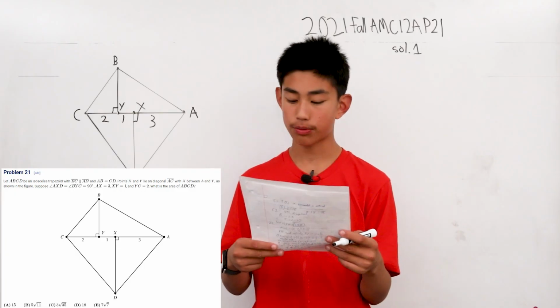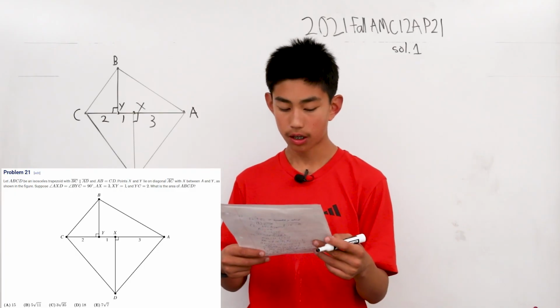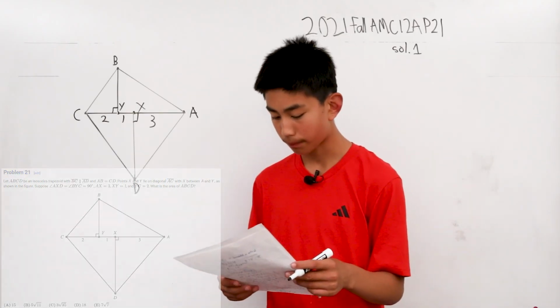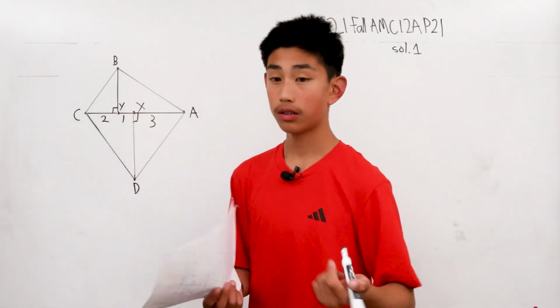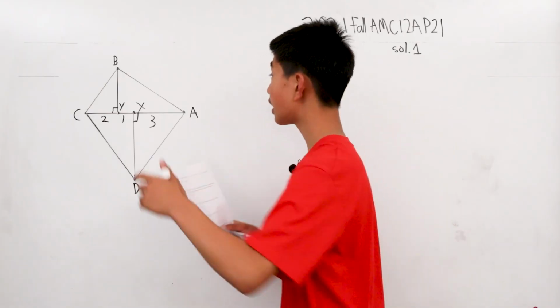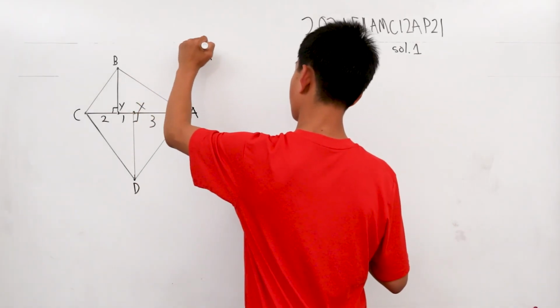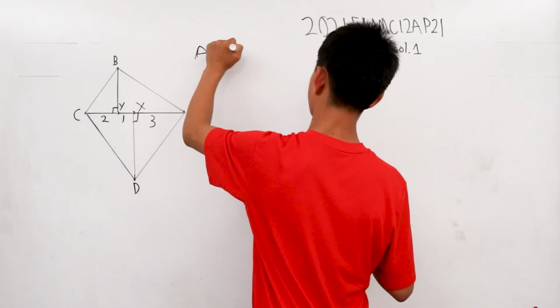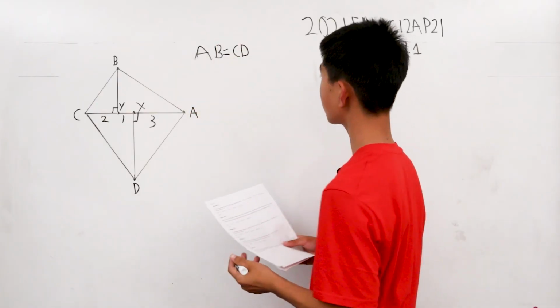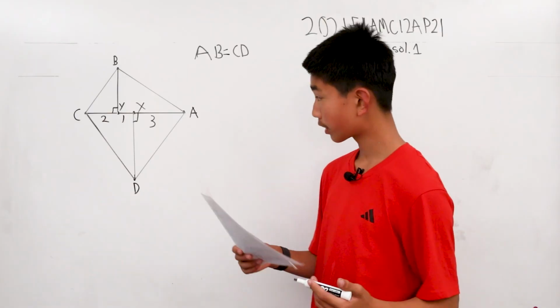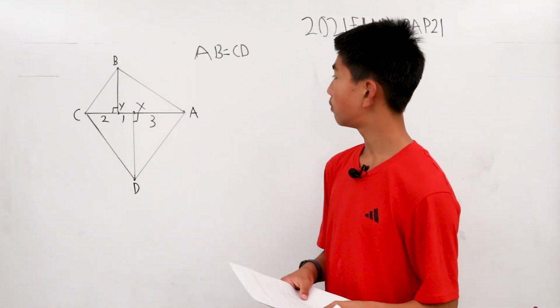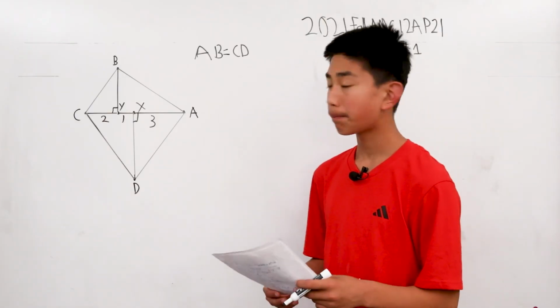AX equals 3, XY is 1, and YC is 2. What is the area of ABCD? You know that that's a right angle, and therefore that is a right angle. Now, we know that AB is CD. Oh, and this is solution 1 of this problem. This will be useful later.